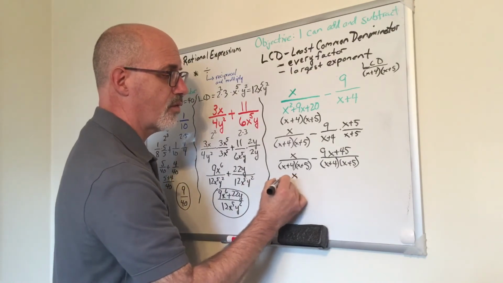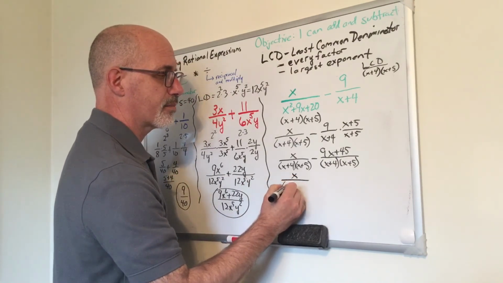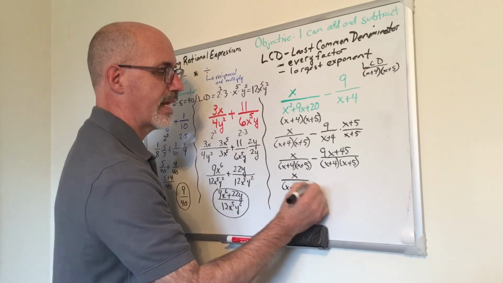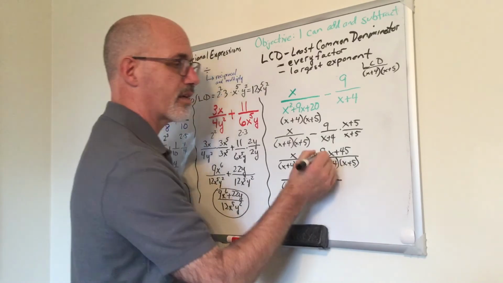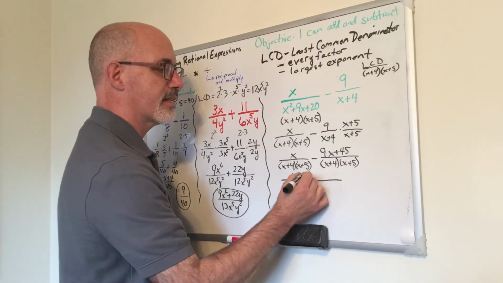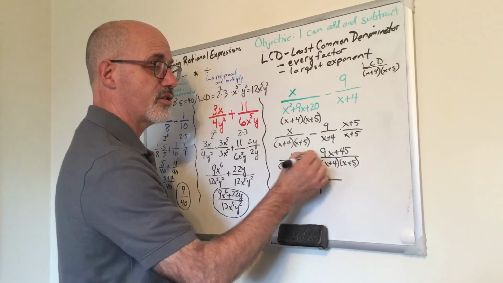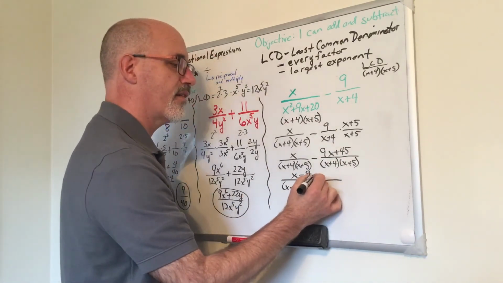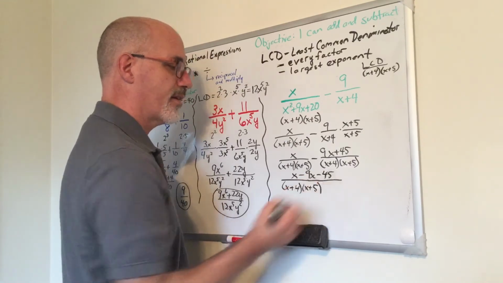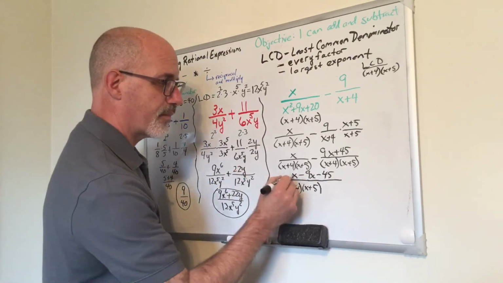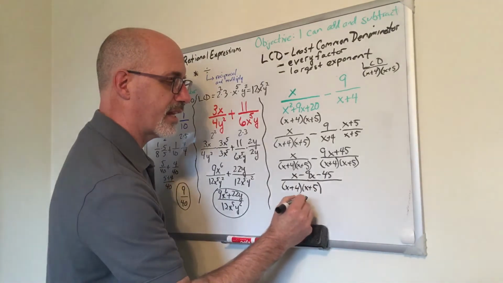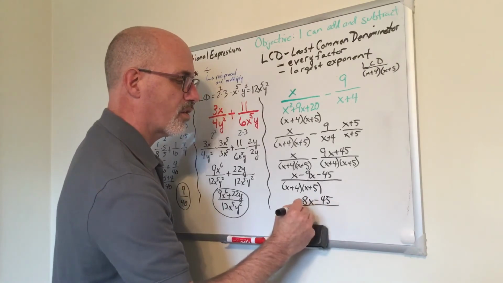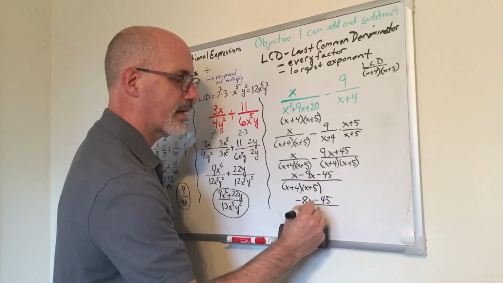When it's a subtraction problem, make sure that subtraction gets distributed through as well. So I get x over my common denominator of x plus 4 and x plus 5. And I can extend that out now and include this denominator, minus 9x, this numerator, subtract the 9x, distribute through the negative to the 45, so it becomes minus 45. And now I simplify, x minus 9x is negative 8x, minus 45, and that's all over x plus 4 and x plus 5.